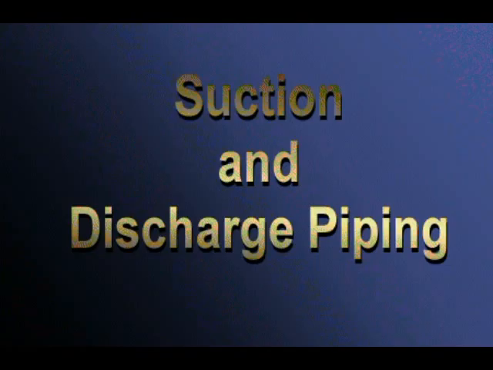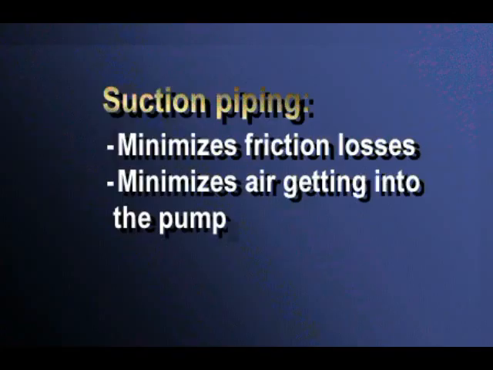Suction piping is the piping through which the fluid enters the pump. Discharge piping is that which carries the fluid away from the pump. Generally, the suction piping is designed to minimize friction losses and the possibility of air getting into the pump. Although some of the points to be mentioned about the suction piping are design-related, an operator should be aware of them to help troubleshoot his or her own system.